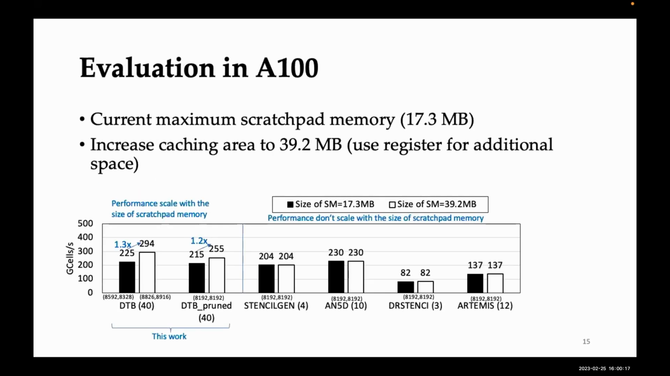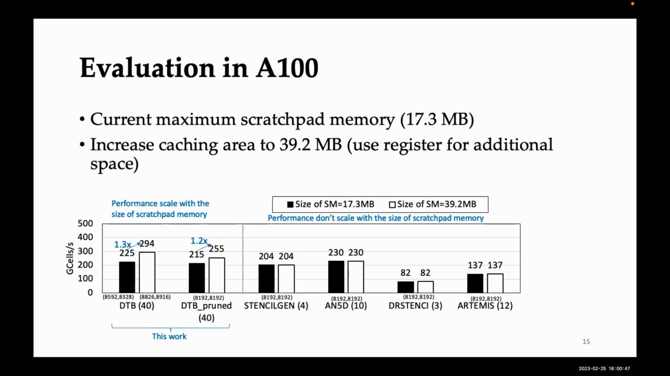And as we can see, this is an evaluation on A100. Currently, the maximum scratchpad memory you get is a little more than 17 megabytes. But you can also use registers for additional space. In the previous talk, we heard a proposal, and there are a lot of them, to use registers as cache, but that changes the architecture itself, so it becomes transparent. What we mean by using registers for additional space is that we treat registers as a cache resource in which we can just stash away our intermediate results to read them later.